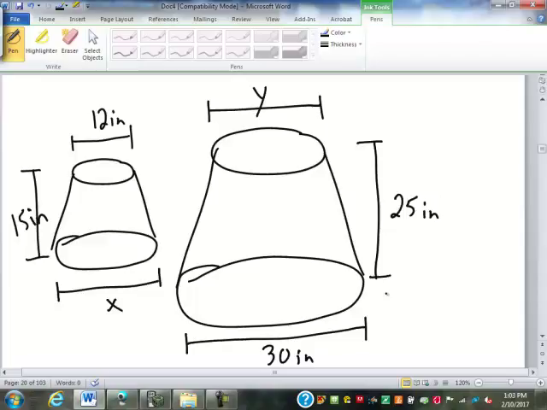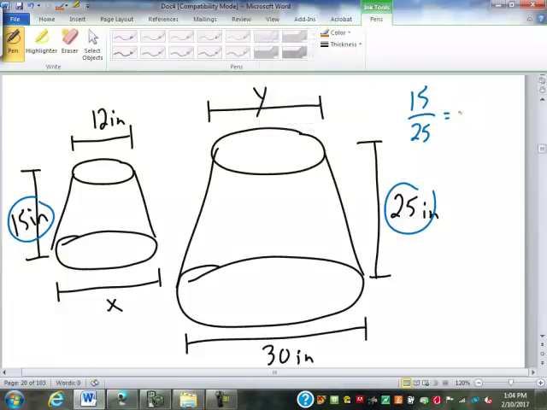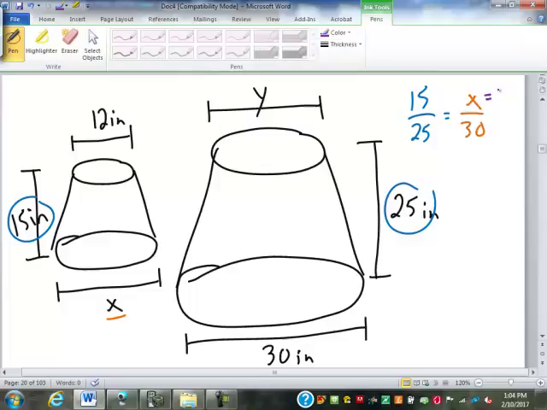I want you to find X and Y for me in your notes. So we've got the 15 and the 25 that match up. I'm going to find X. X is from the same figure as the 15, so I put X there. It matches up with the 30. We cross multiply and divide to get that X is 25, right?